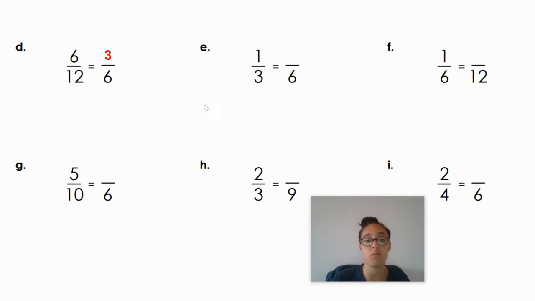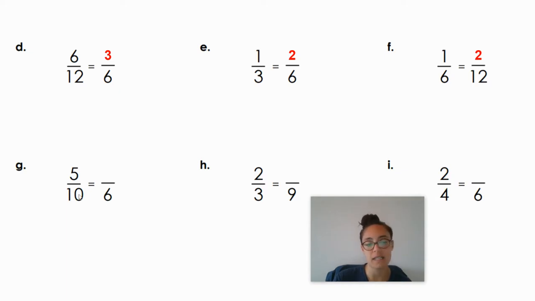Next, I have 1/3. And I go from 3 to 6. I see this is getting bigger. So I'm going to try doubling it. So timesing it by 2. So 3 times 2 is 6. And 1 times 2 is 2. Next, I have 6 times, I see the 6 and the 12. So I know I have to get bigger. So 6 times 2 is 12. And 1 times 2 is 2.